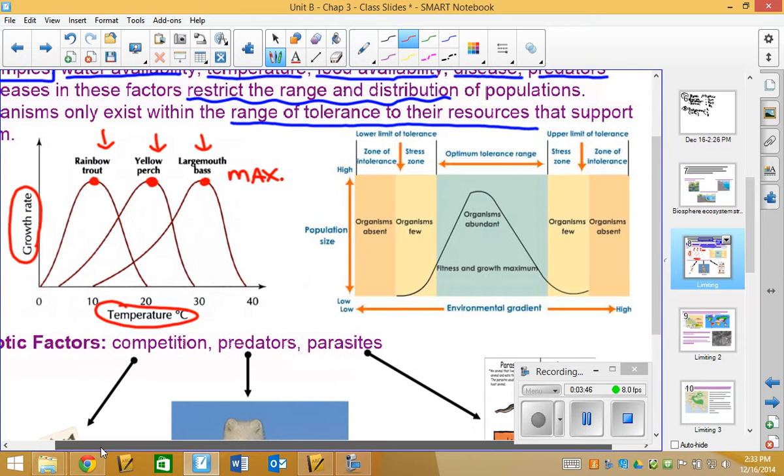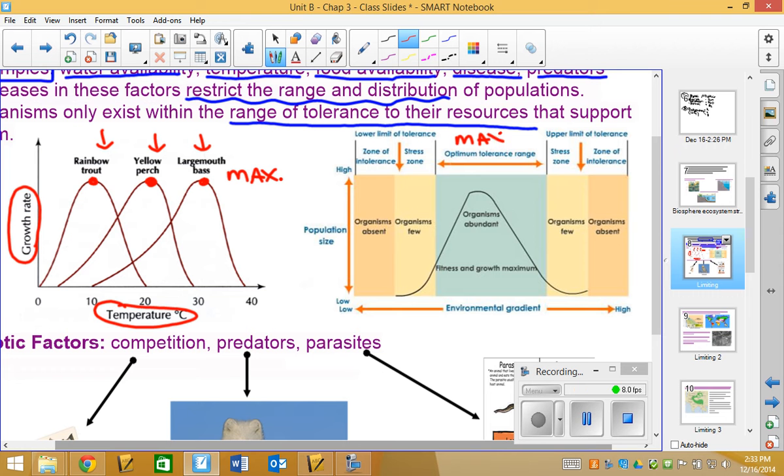Now in the picture that's on the right, this is referred to as the optimum tolerance range. So where that maximum point is, and then a little bit of the graph to the left and to the right of it. So notice we're saying that this whole section here, where it's at its maximum, and then a little bit to either side of it, would represent optimum tolerance. This means it's the best for them. Now, once it starts getting really low, like down here and down here, we enter the stress zone. That means that the organism can survive, but there's not very many of them, or they're not growing very much. In other words, something in their environment is making it difficult for them to survive.